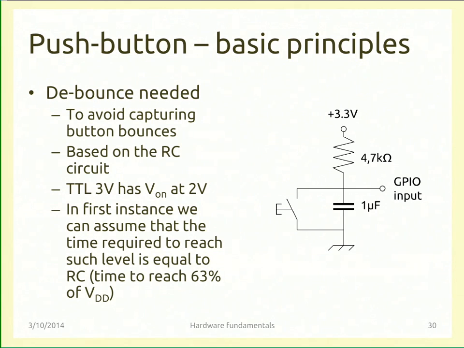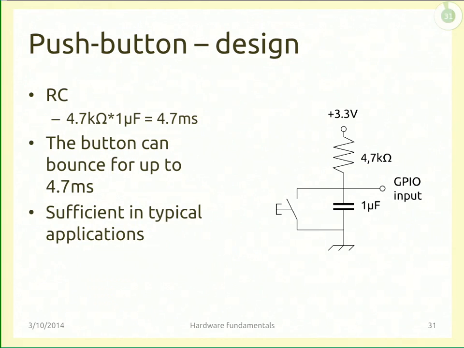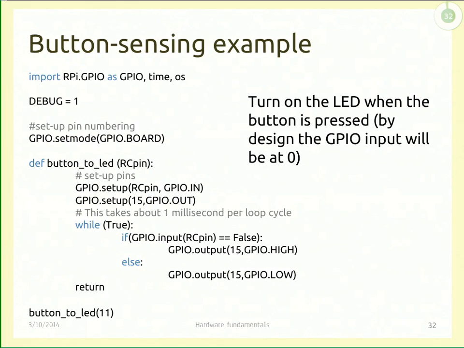This circuit works in an inverted manner. That means when we press the button, we get 0 instead of 1. Okay? So to detect the button pressure, we need to detect the 0, the logic 0, not the logic 1. Okay? So when we write the program, we simply detect 0 instead of 1. Okay, let's go to the program.